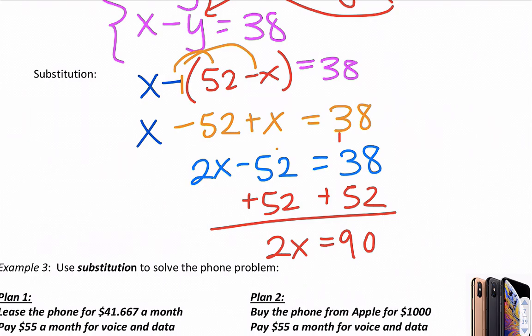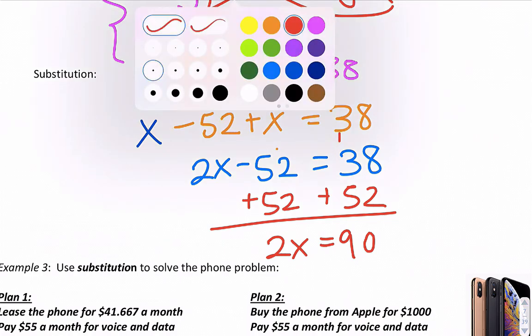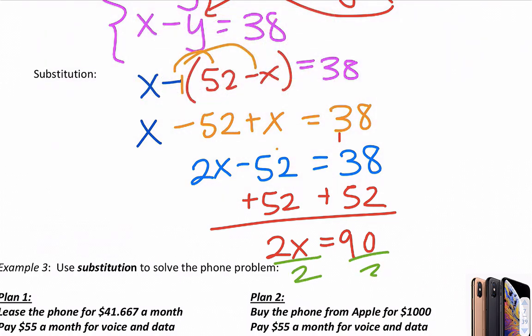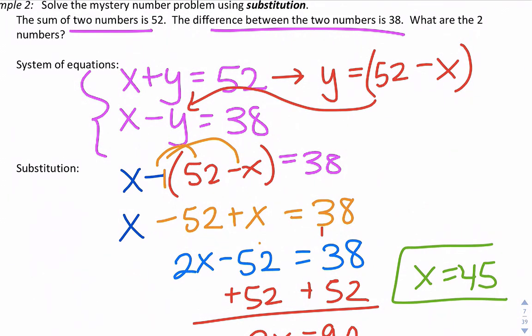And then we will divide by 2. And so we get x equals 45. All right, so one of our numbers is 45, but we need the other. So how do we find it? We plug into any equation that we had above. Since in this equation y is by itself, I'm going to plug into this one. It's the easiest one to plug into.